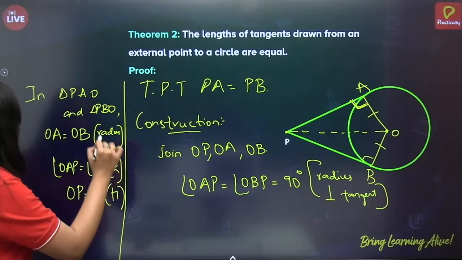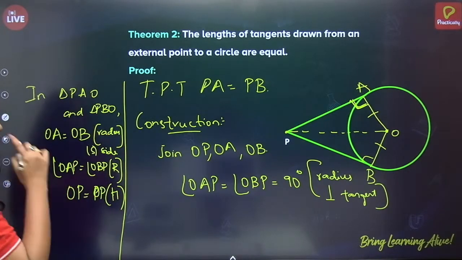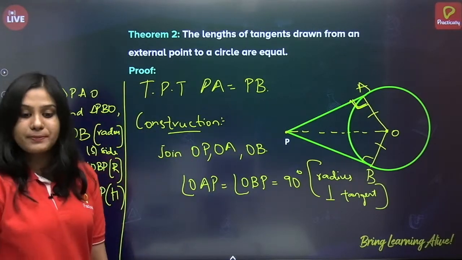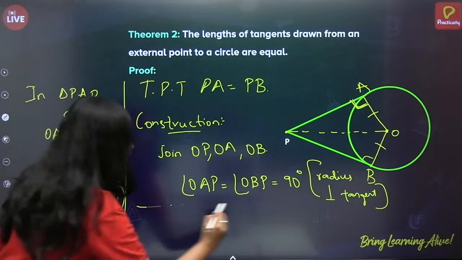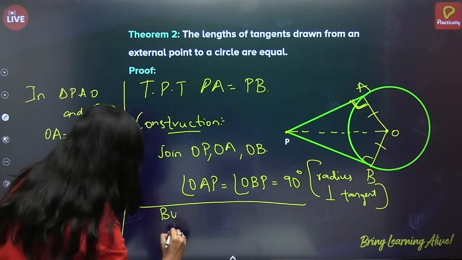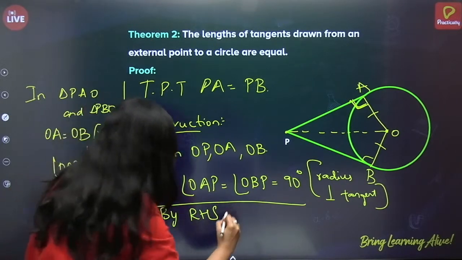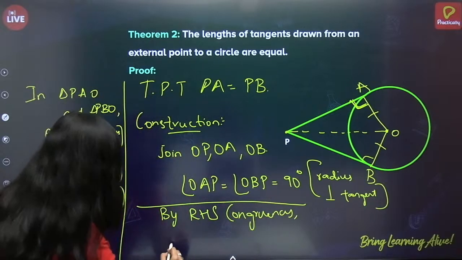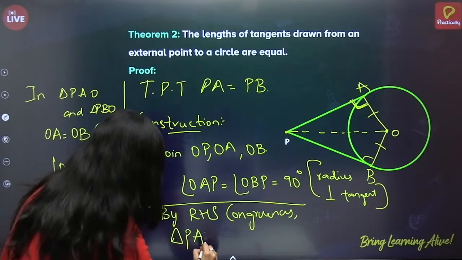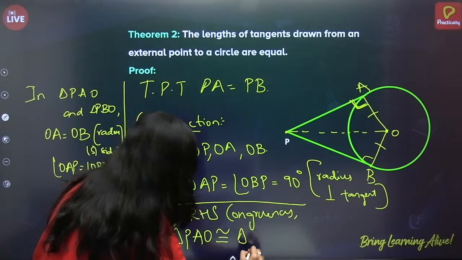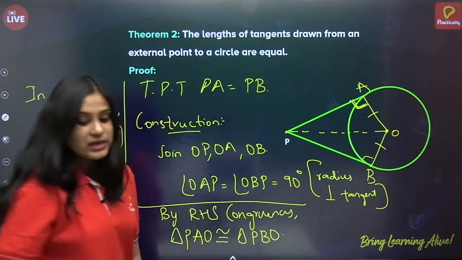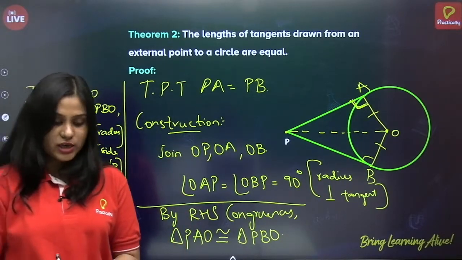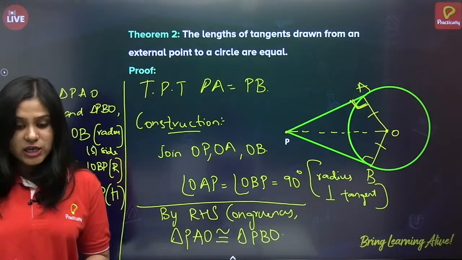So with RHS congruency, I can say that triangle PAO is congruent to triangle PBO. So come on, right here. By RHS congruency, triangle PAO is congruent to triangle PBO. And can I say that by CP? Very good, Nitin Mahto. Very good, by RHS criteria. Good. Lakshmana Prabhu, by CP.